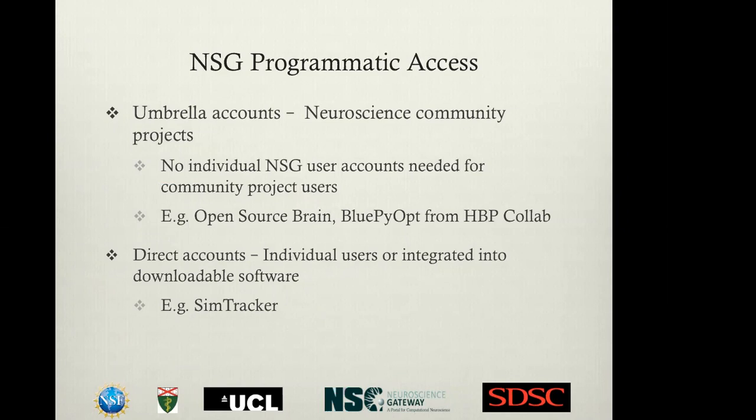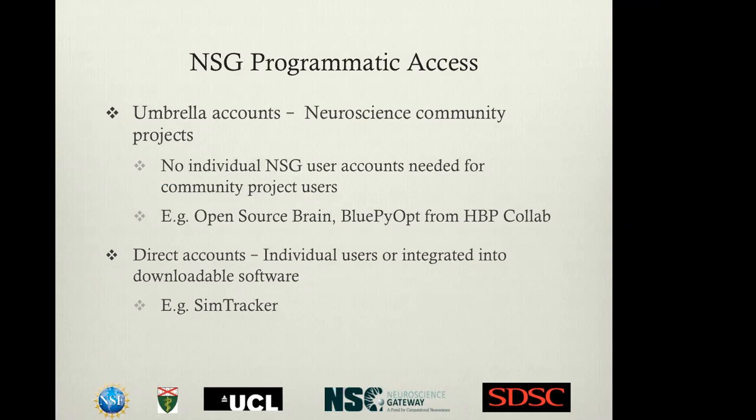Now, the umbrella is a special case, and it's mostly used by community gateway projects like OSB or the HBP collab, which itself is a web application that has a lot of users. And they will submit jobs on behalf of their multiple registered users to NSG. So the advantage being their users don't need to have individual accounts with us. We just trust the resource, we do the handshake, and they will submit the jobs directly to NSG.